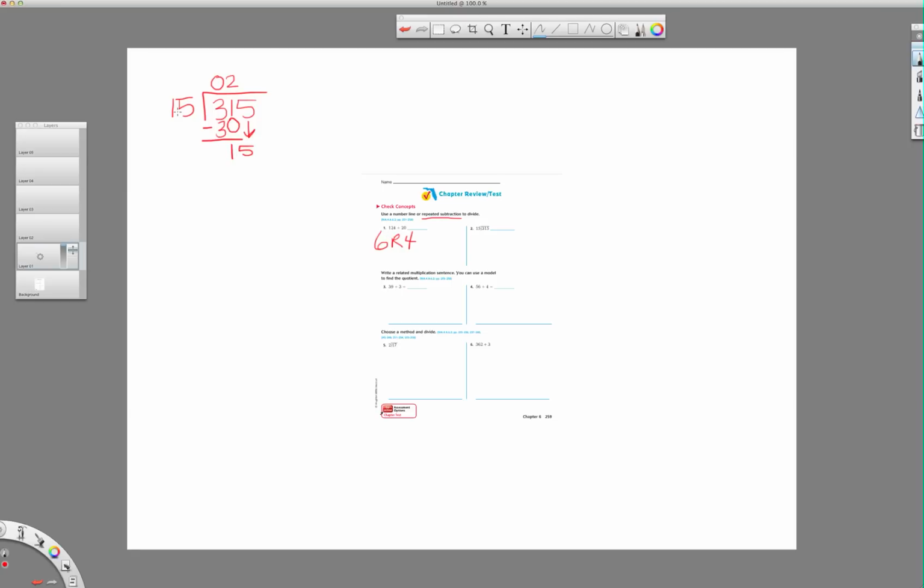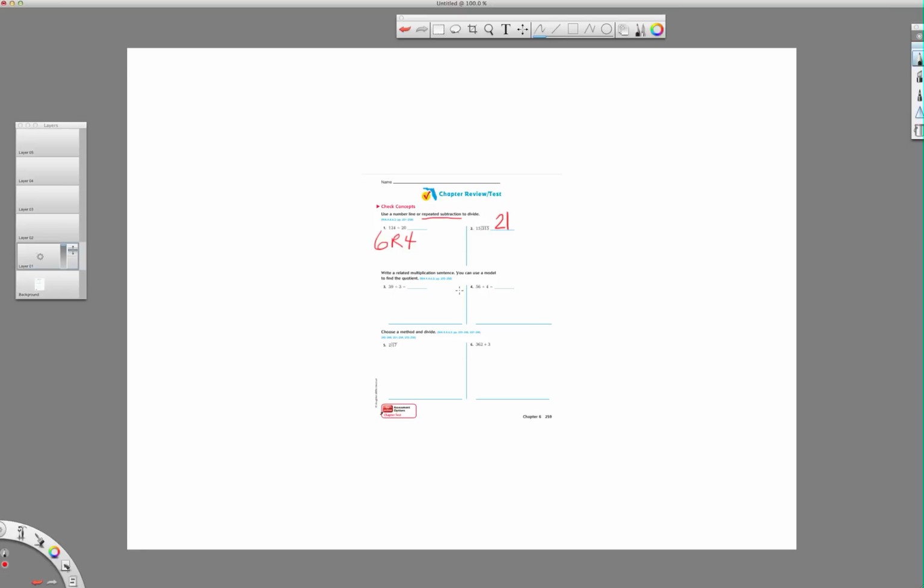And we ask ourselves, how many times does 15 fit into 15? It fits in 1 time perfectly. 1 times 15 is 15. So when we subtract 15 minus 15, we get 0. We have no remainder left over. So our answer up here is 21. So 315 divided by 15 is 21. All right, get my eraser over here and my pencil, and now we're down here.